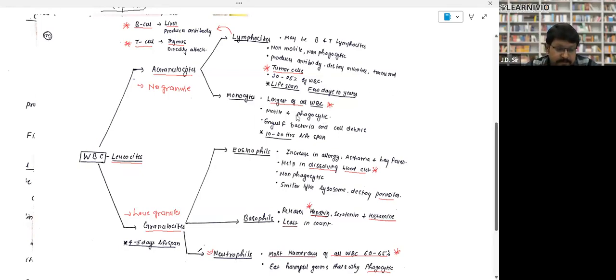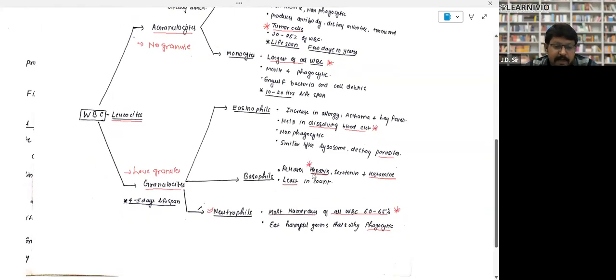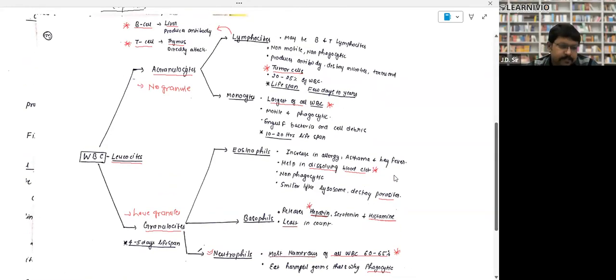Next point. Basophils secrete heparin, serotonin, and histamine. That's it.